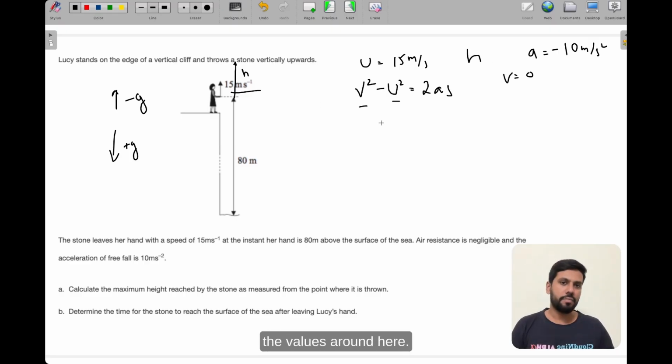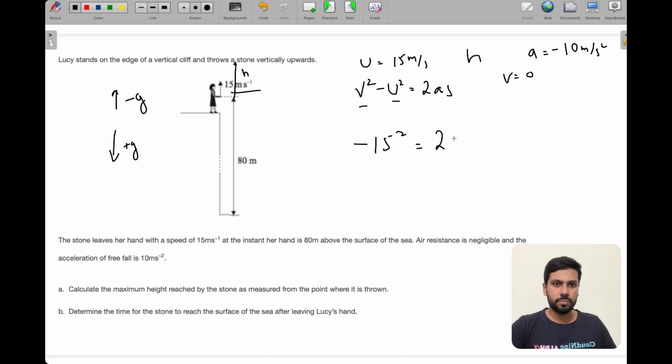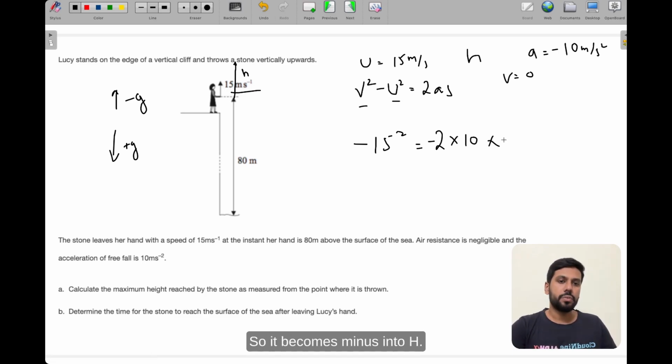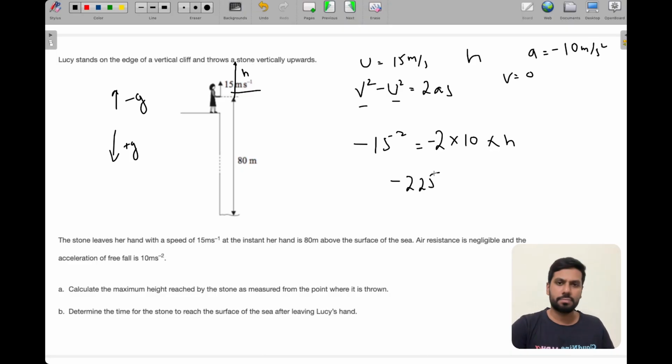Now put in all the values. So it is 0 minus 15 square equal to 2 into minus 10, into h, the height required here. So minus of 15 square is going to be minus 225, isn't it? The square of 15 is 225. Correct me if I'm wrong, students. Minus 225 is equal to minus 20h.